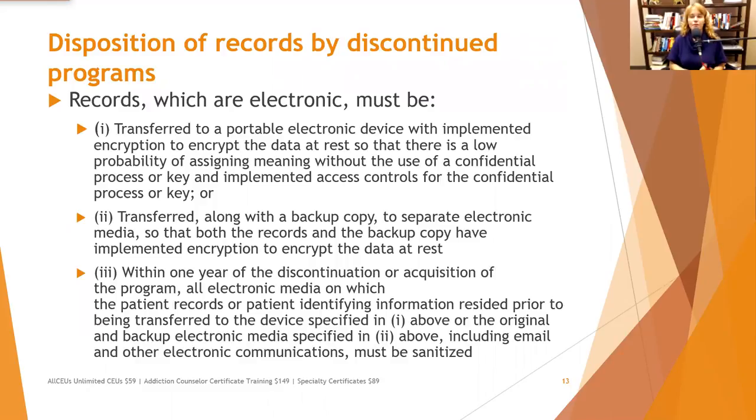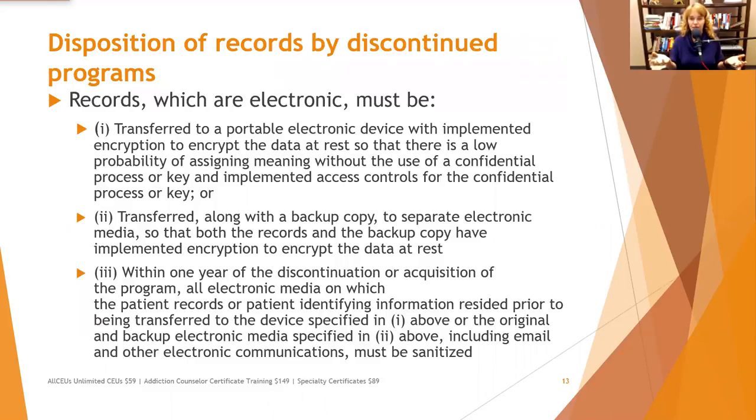The electronic records must be transferred along with a backup copy to separate electronic media so that both records and the backup have implemented encryption. So you don't want to just have one hard drive because hard drives can fail. You need to have backups in order to say you're securely saving the data.